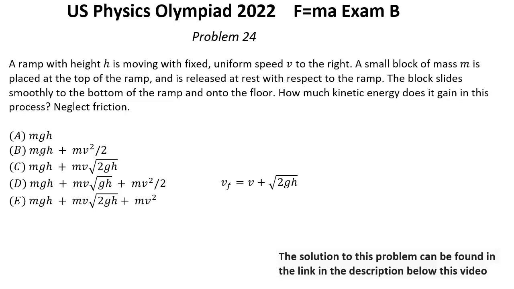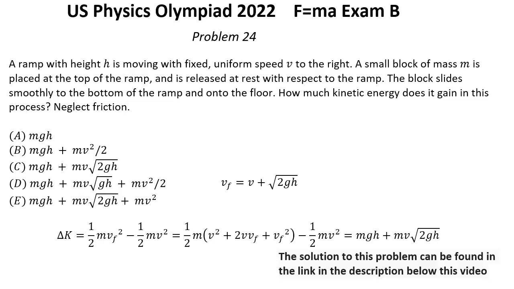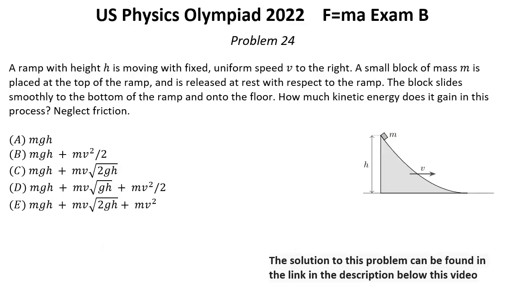And now we can calculate the kinetic energy difference for this block. That will be delta K equal to 1/2 m v final squared minus 1/2 m v initial squared, which after calculations is mgh plus mv multiplied by square root of 2gh. This is answer C, and that was the correct solution for problem number 24.